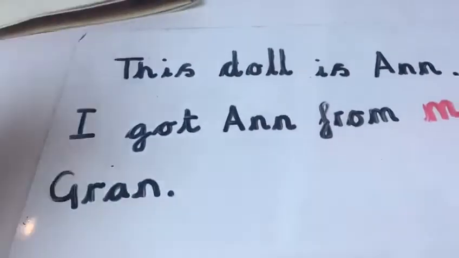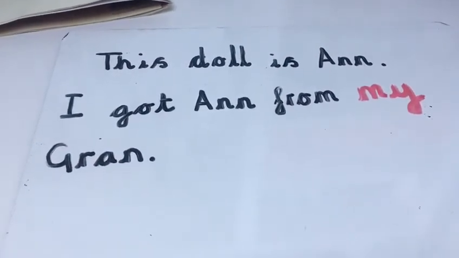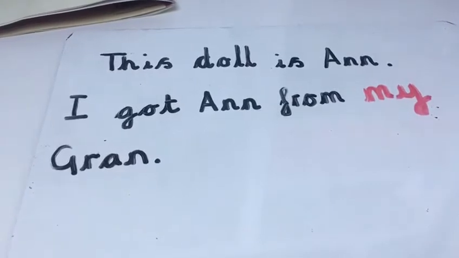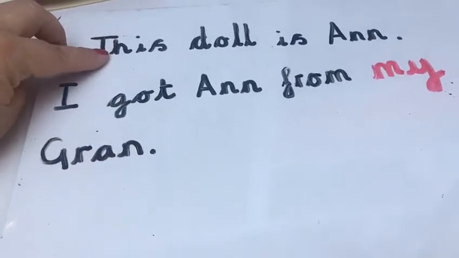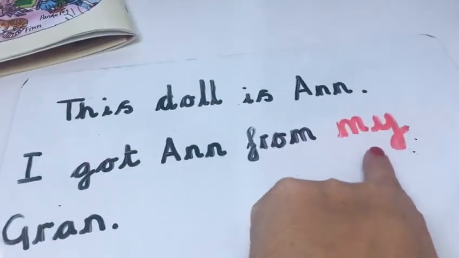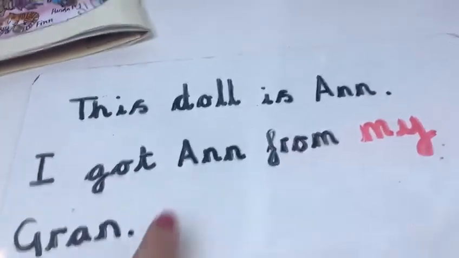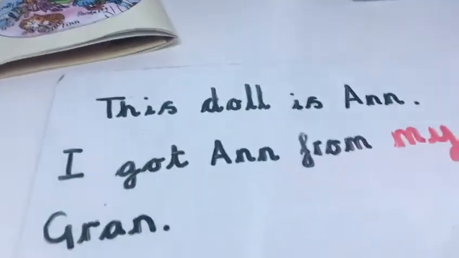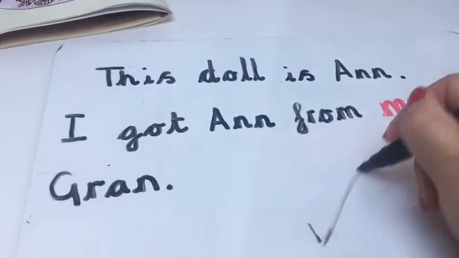So have a check. Does your sentence look like this? This doll is Anne. I got Anne from my gran. I've got a capital letter here. I've got a capital letter here. I've got my red word here, my, another capital, and I've remembered my full stops. If your sentence looks like this, give it a great big tick.